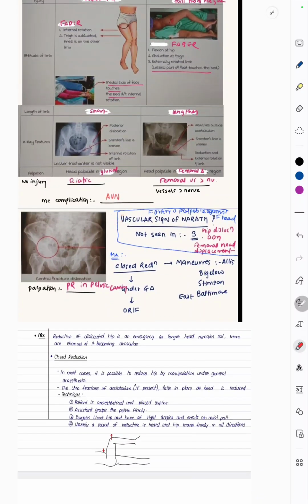Now there is something called the vascular sign of Narath. The vascular sign of Narath is that the femoral artery is palpated against the femoral head. Now this is not seen in three conditions, that is the posterior dislocation of the hip, developmental dysplasia of the hip, and femoral head displacement.